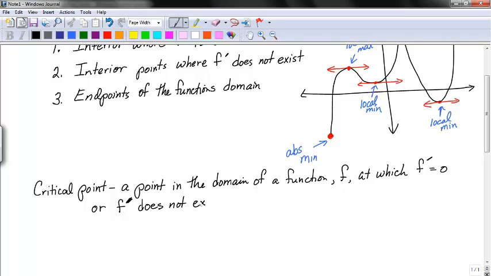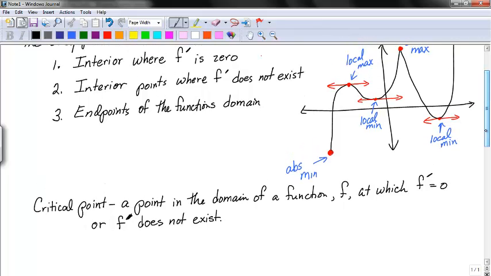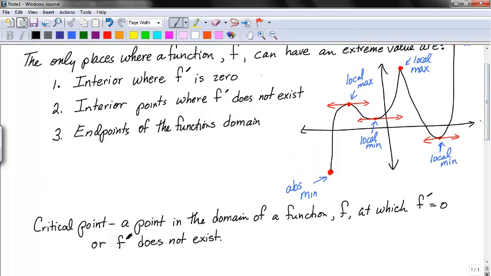And you can go back up and look at the graph where the derivative equals 0. That's where it has the horizontal tangents, and the sharp corner, that's where the derivative did not exist. Okay, so we had 3 critical points.